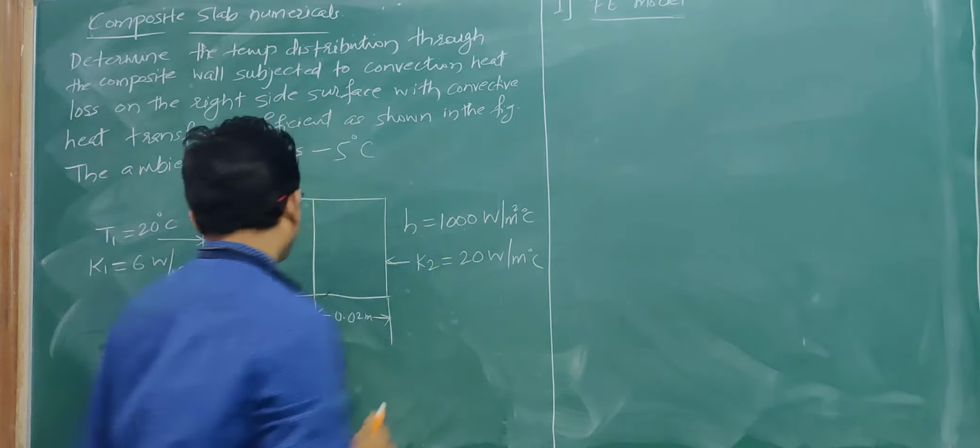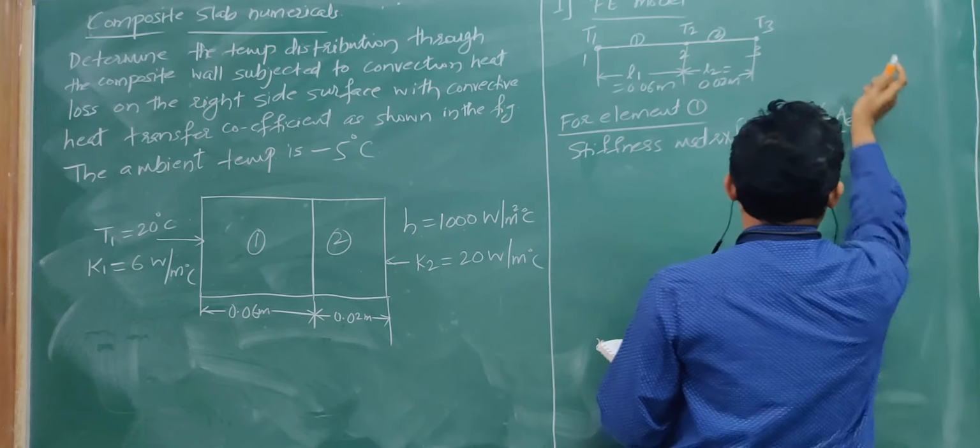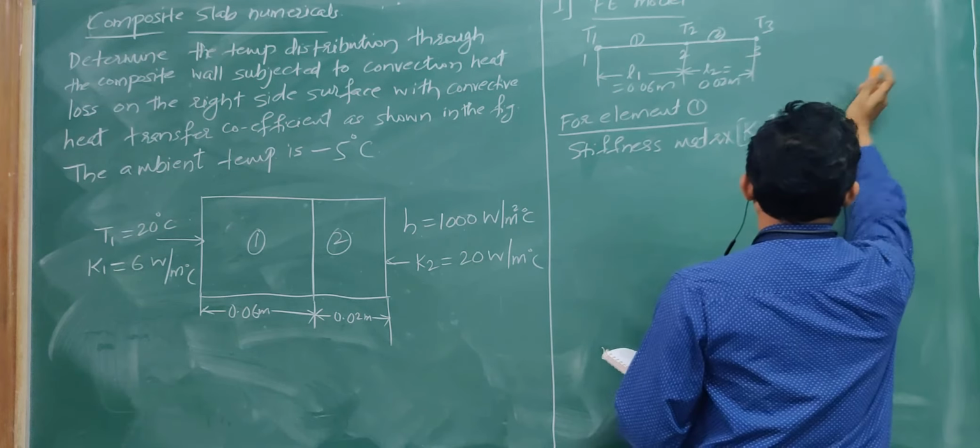The stiffness matrix K1 is given as K1 A1 upon L1 times the matrix [1 -1; -1 1]. This is for node number 1 and 2, that is temperatures T1, T2, T1, T2. These are my global degrees of freedom.